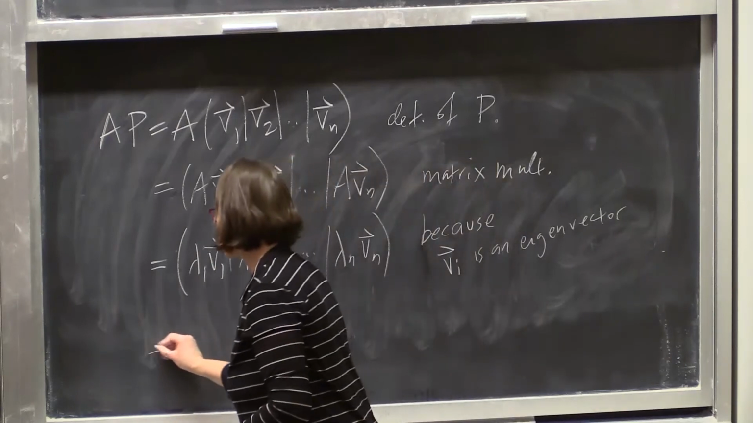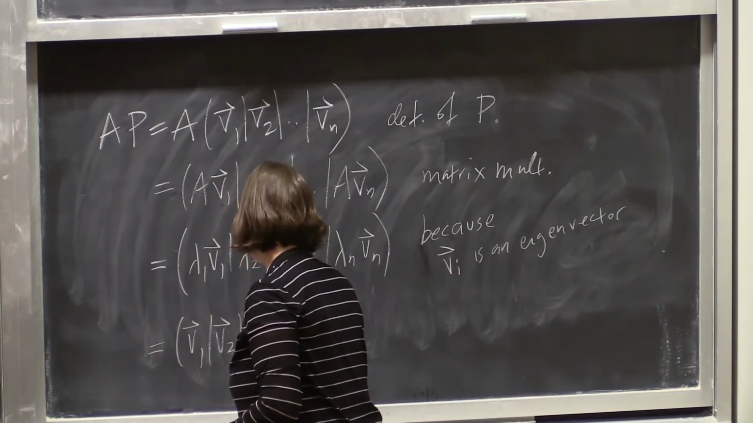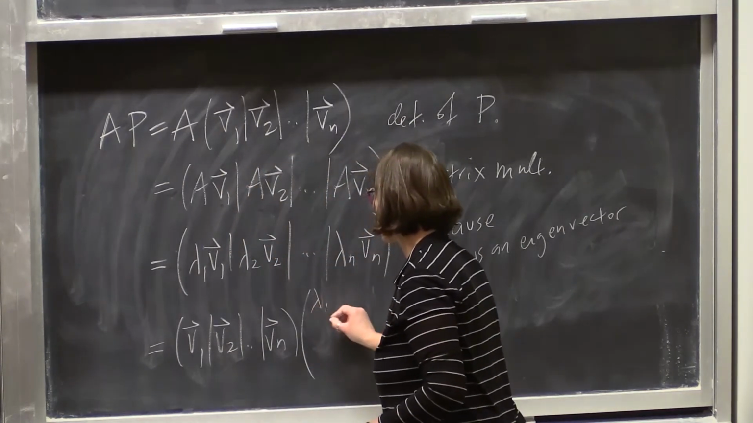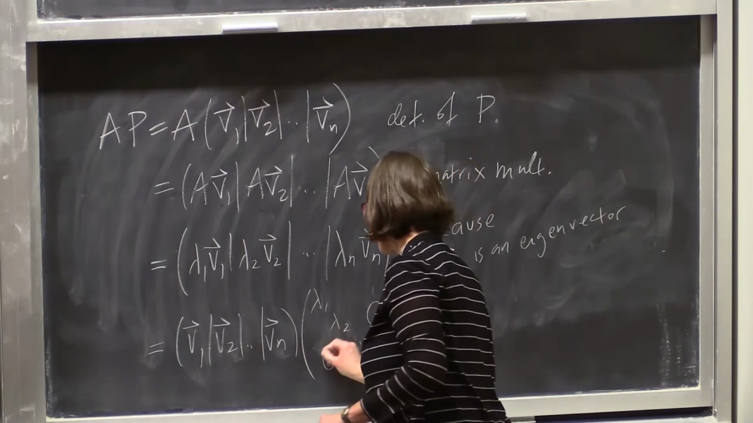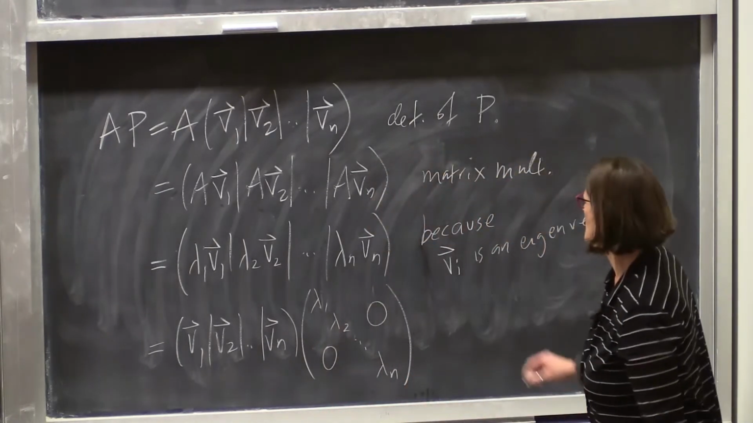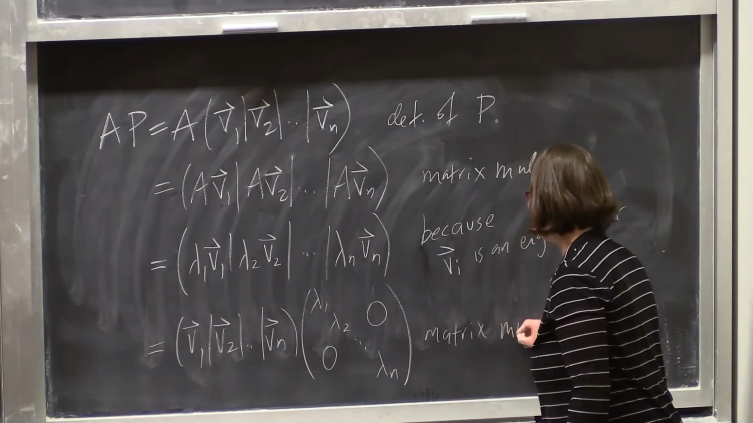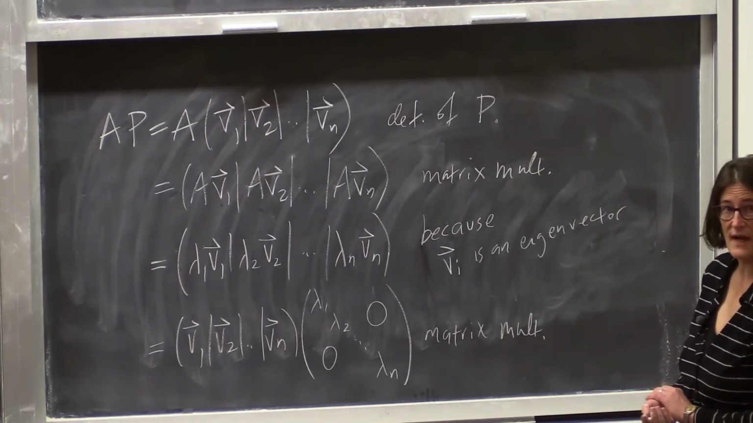And then this is V1, V2, Vn times the matrix lambda 1, lambda 2, lambda n, and zeros everywhere else. So that's by matrix multiplication. So this is just a general fact.